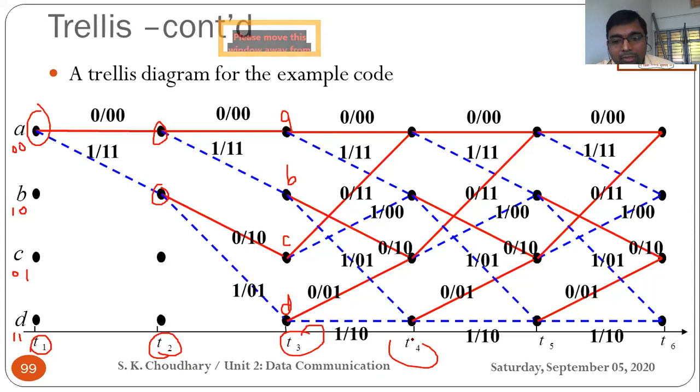Now at time T4 also those 4 states would remain. T5 again 4 states, T6 again 4 states. So this is the maximum number of states that would be activated. Once they are activated, they remain, and these are always the possible combinations.